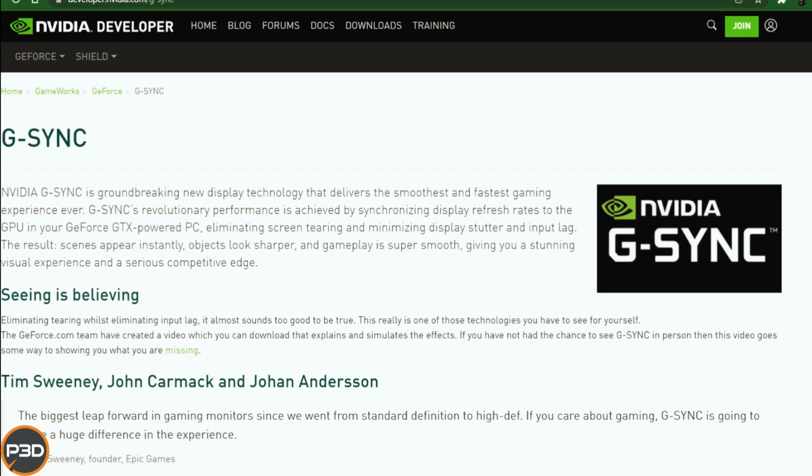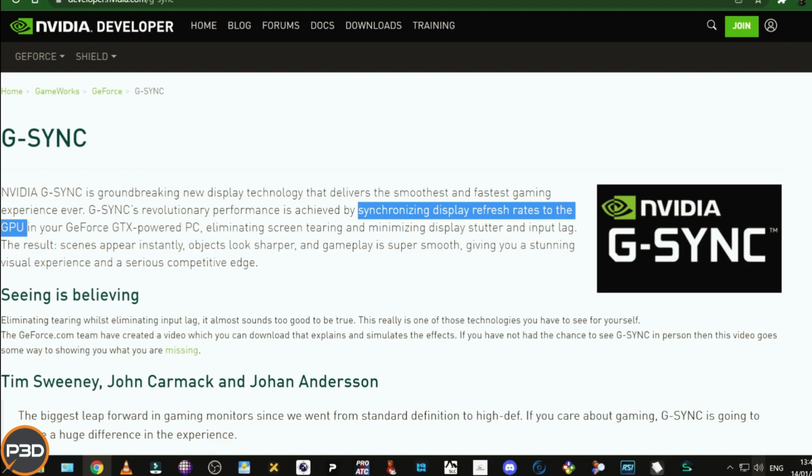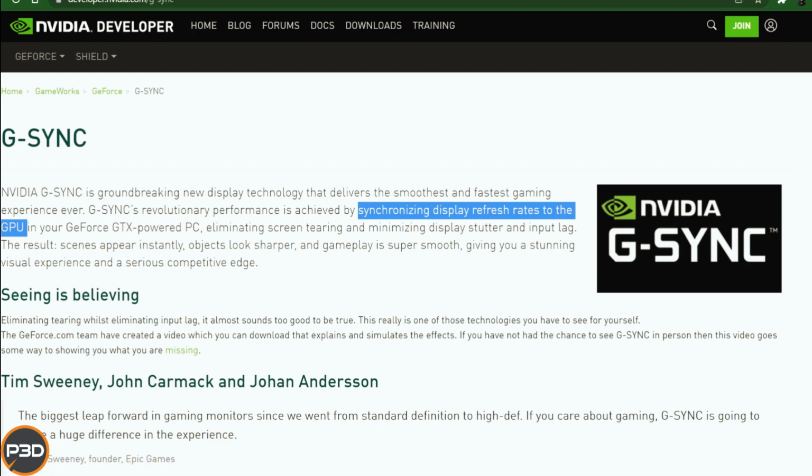So Nvidia G-Sync is a groundbreaking new display technology that delivers the smoothest and fastest gaming experience ever. The revolutionary performance is achieved by synchronizing display refresh rates to your GPU, which you can do yourself in the panel that I just showed you, okay? You don't need to get a middleman to come in to do that for you because you can do it yourself. Now, you might say, well, actually, no, I need G-Sync, to be honest. I need the G-Sync monitor because it's the middle thing that's going to help my PC achieve it. Well, you've just answered your own question there.